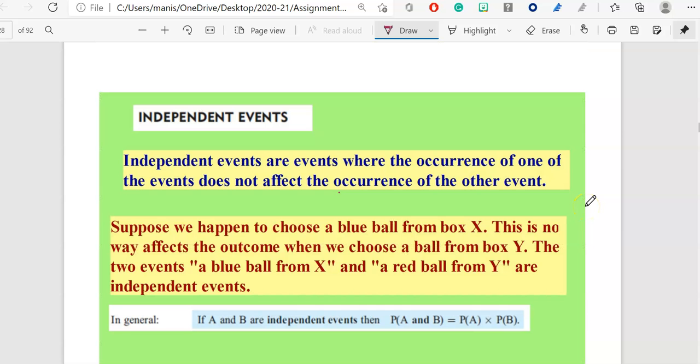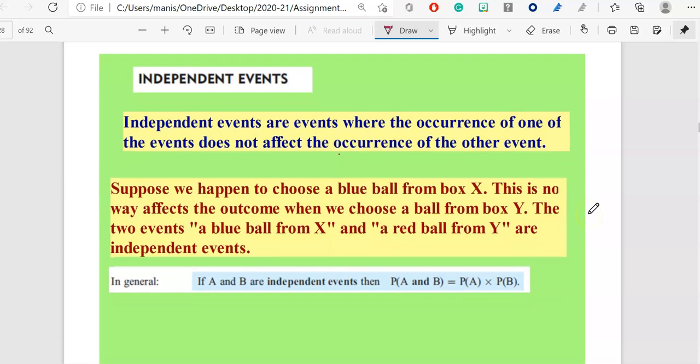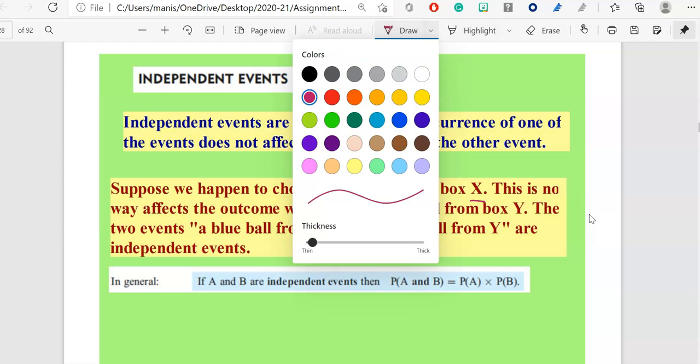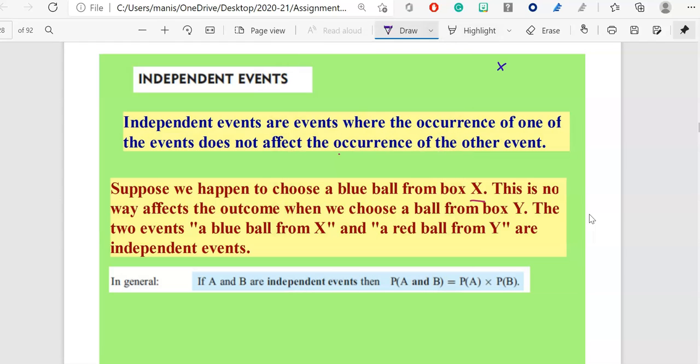Now the next concept is independent events. Independent events are events where the occurrence of one event does not affect the occurrence of the other event. Suppose we have to choose a blue ball from box X. Now pay attention, this is your box X. There is no way it affects the outcomes when we choose a ball from box Y. X and Y are two different boxes. If I am picking a ball from here, it does not affect box Y. So the two events, a blue ball from box X and a red ball from box Y, are independent events.